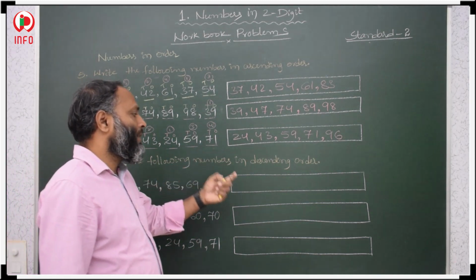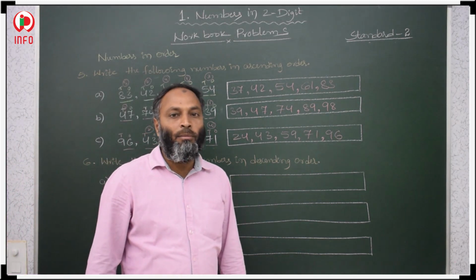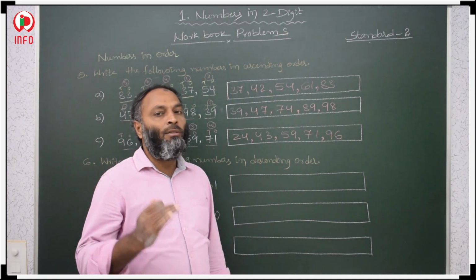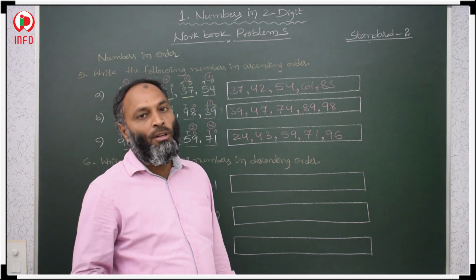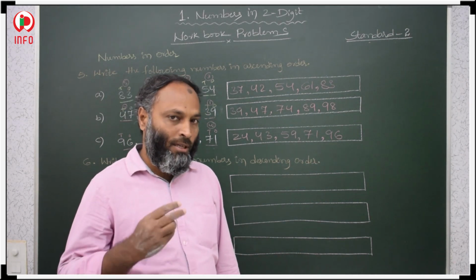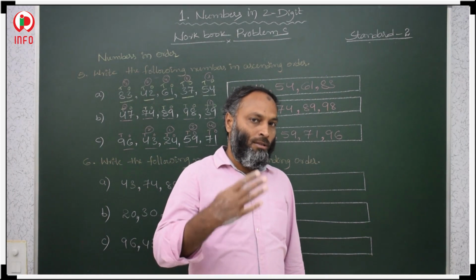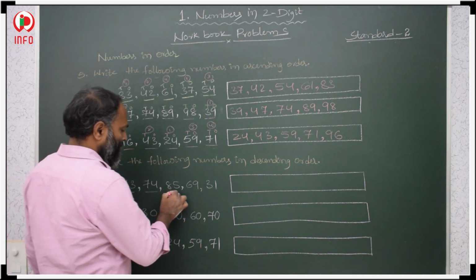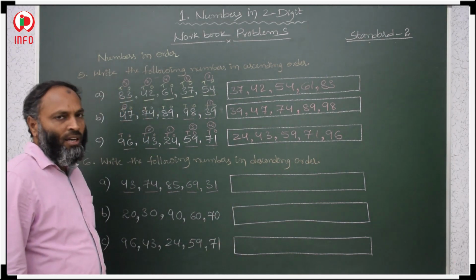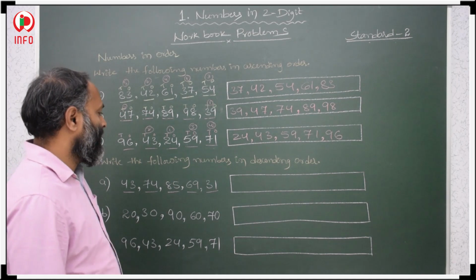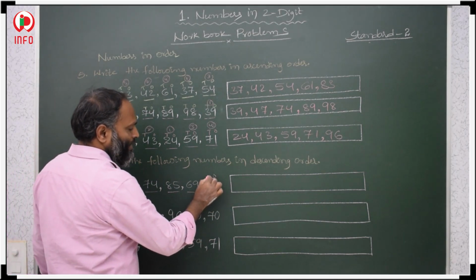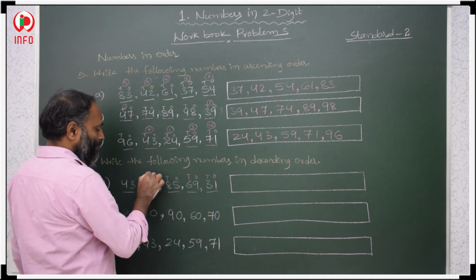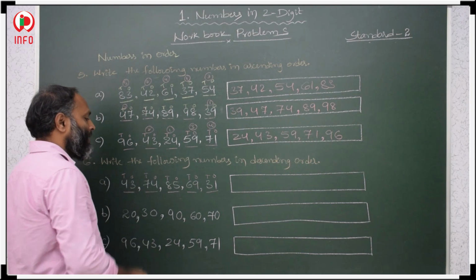Write the following numbers in descending order. Descending order means decreasing order, from bigger to smaller. Bigger number we have to take first and then a little bit smaller, smaller, smaller, smallest. In this, 1, 2, 3, 4, 5, 5 numbers were there, with ones place and tens place.